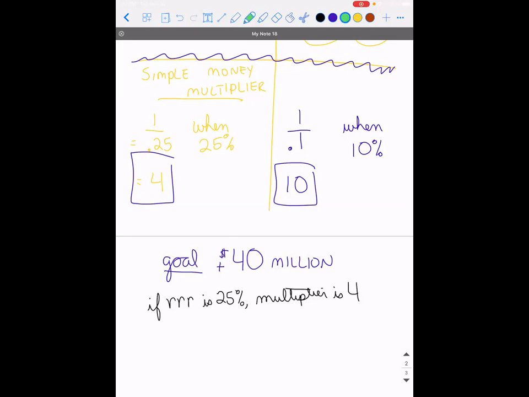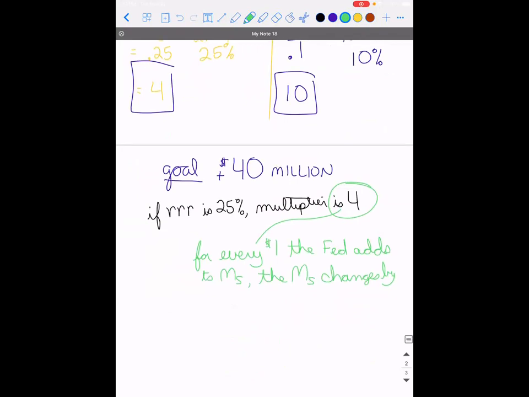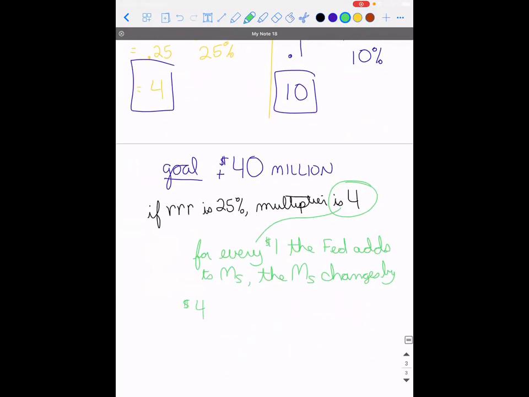What does that mean? For every dollar the Fed adds to the money supply, the money supply changes by $4. In essence, the fractional reserve banking system is adding $3 through the act of continually lending out money.